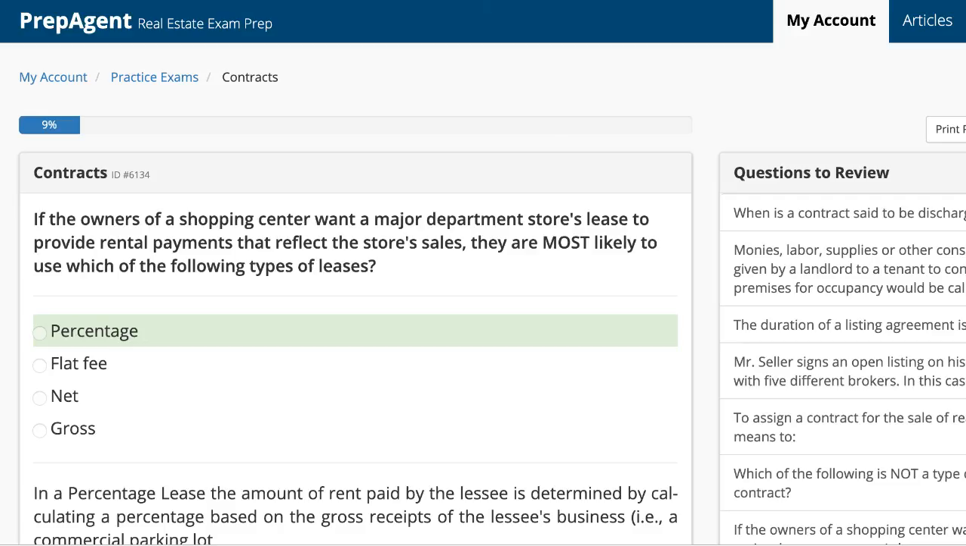A percentage lease is when you're paying based upon the gross receipts, based upon the money coming in. What is a net lease? What do you guys think? A net lease is when you are paying for things like taxes, insurance, and maintenance. And a gross lease, what's a gross lease? A gross lease is when you're paying a set amount. So basically, a gross lease and a flat fee, like you see on the board, are the same thing.